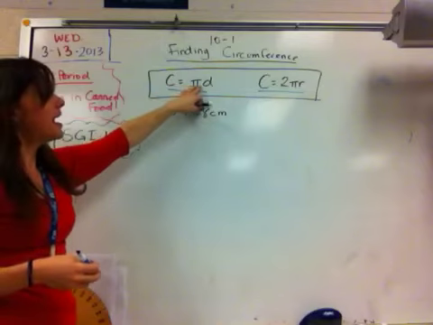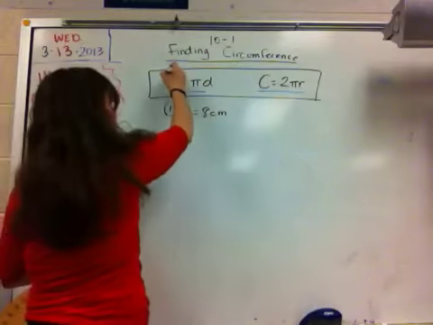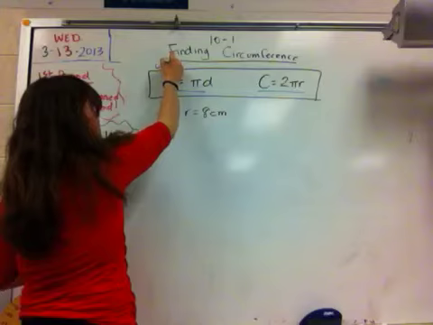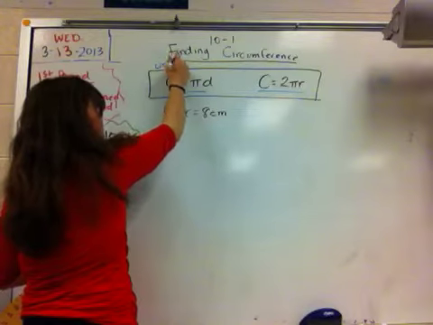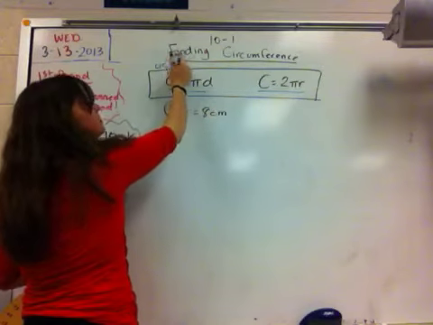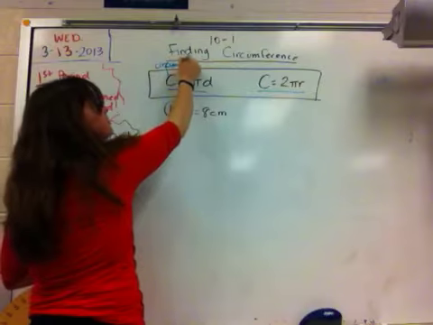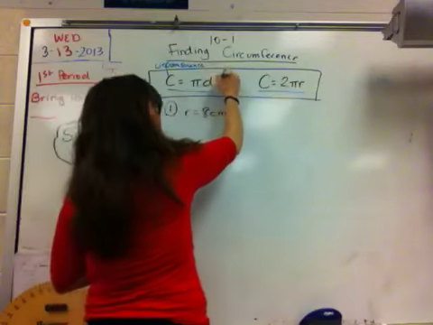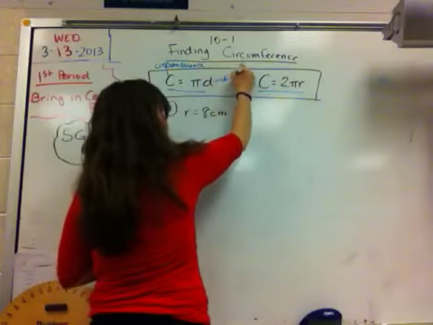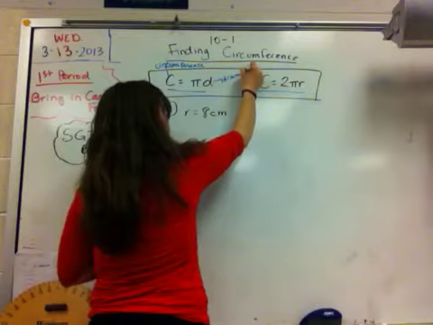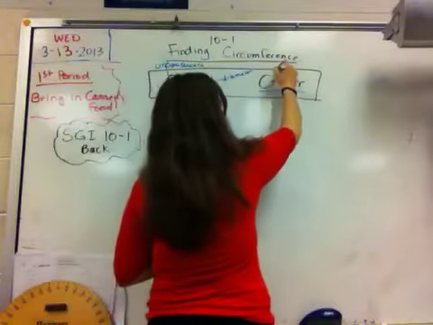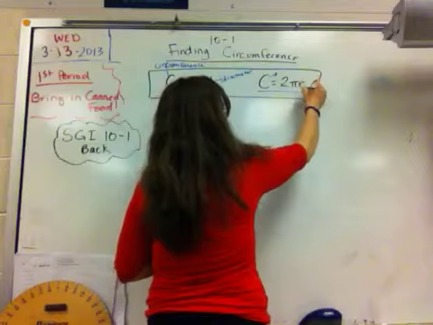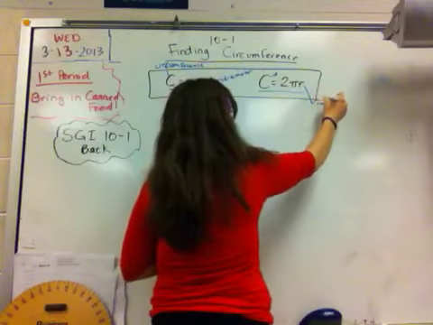C equals pi times d. The C stands for your circumference. The D stands for diameter. Over in this other one, this one works too. Your C is still circumference. Your R is your radius.